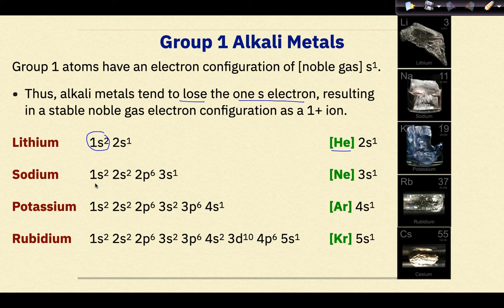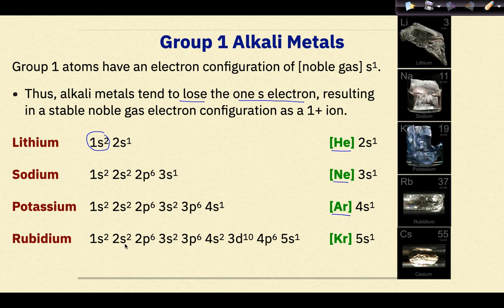Sodium has an electron configuration of 1s2, 2s2, 2p6, 3s1, where the noble gas core is represented by the electron configuration of neon. The 3s1 represents the valence electron of sodium. Potassium, 1s2, 2s2, 2p6, 3s2, 3p6, 4s1, where the noble gas core is represented by the electron configuration of argon, and the 4s1 represents the valence electron of potassium.